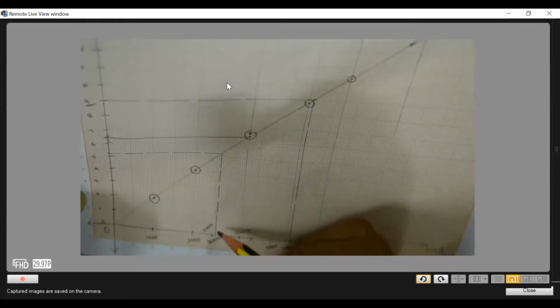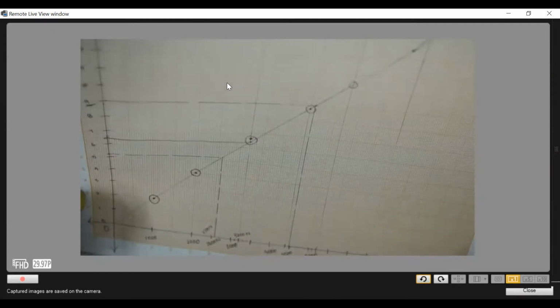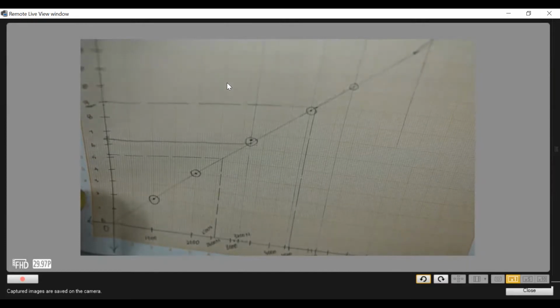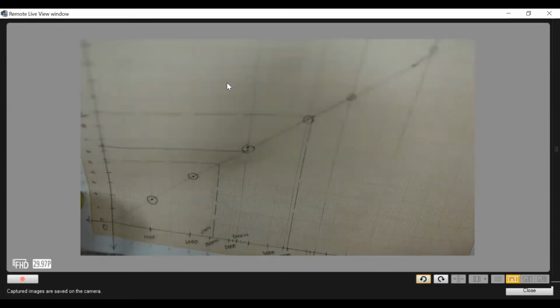5.2, and what is the corresponding load? It is 2,600 Newton. Okay, 2,600 Newton will be the answer.